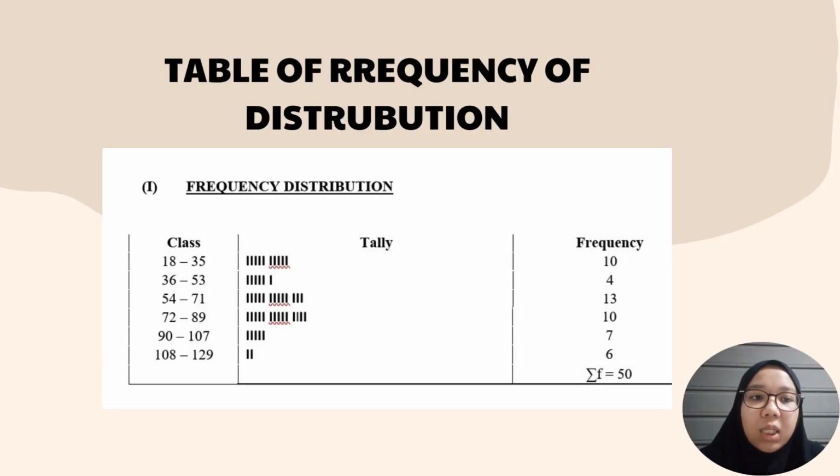In this table you can see 3 columns, which are classes, tally and frequency. We have 6 classes, and for tally we make tally marks to make sure the number is true, and the frequency will be true until we get classes for the same sample size, which is 50.